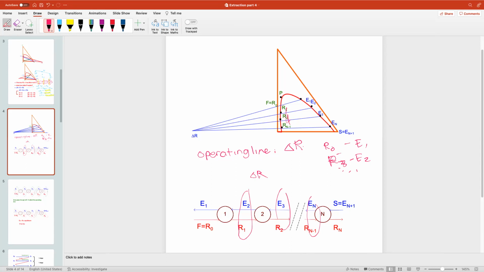Okay, now if we know the operating line, how about the correlation between this one, E1 and R1? What is the correlation?